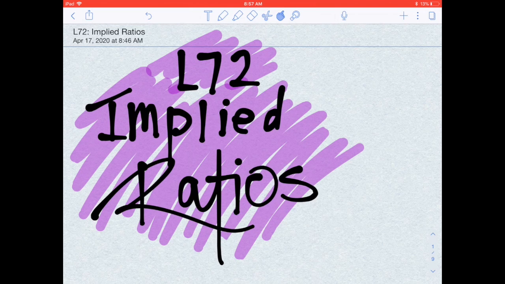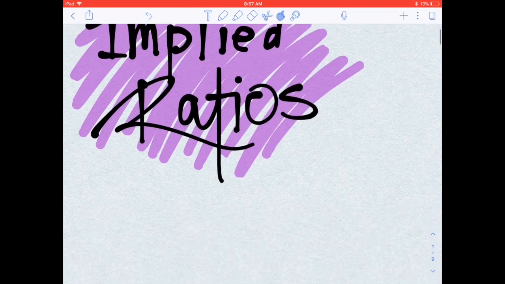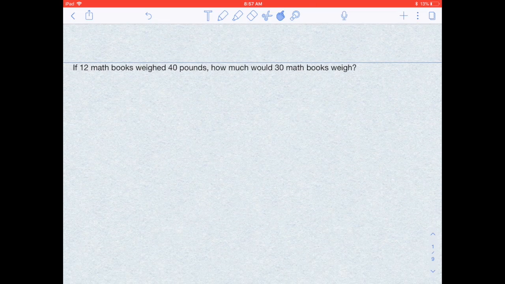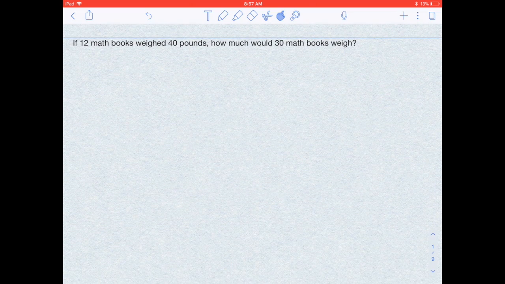Lesson 72, Implied Ratios. For this lesson, we are going to be using ratio boxes, but we're going to change them up a little bit. It should look pretty familiar, but you're going to be labeling things a little differently. If 12 math books weighed 40 pounds, how much would 30 math books weigh?